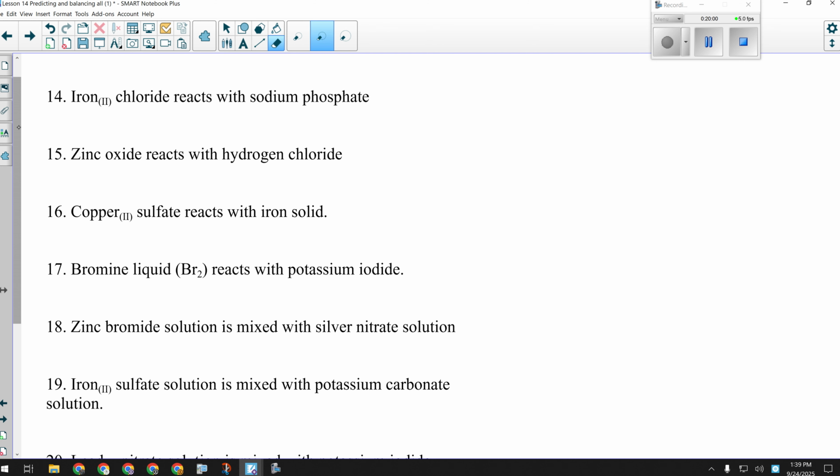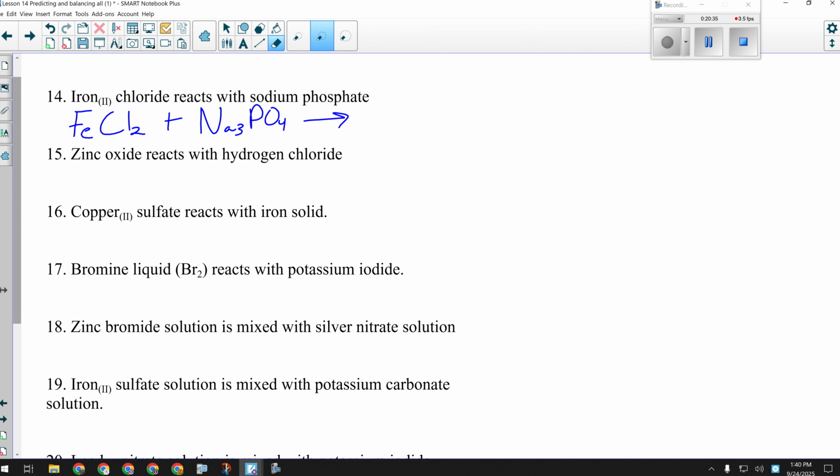Okay, so we got iron 2 chloride, so Fe, that's the 2 plus. It's with chlorine, that's a -1, so FeCl2. Reacts with sodium phosphate, so Na, that's a +1, and PO4 is -3. When I drop and swap, that'll be Na3 PO4.